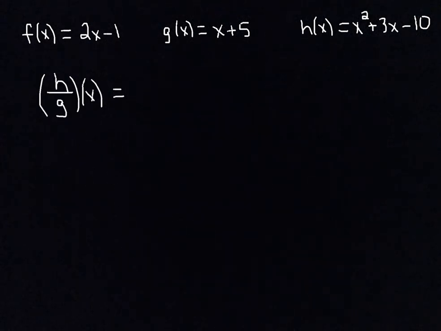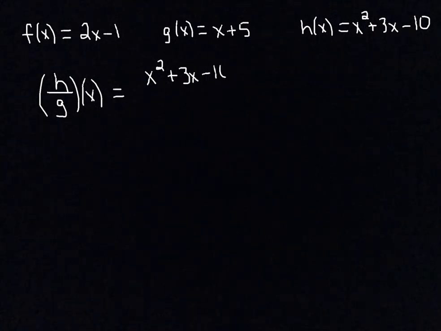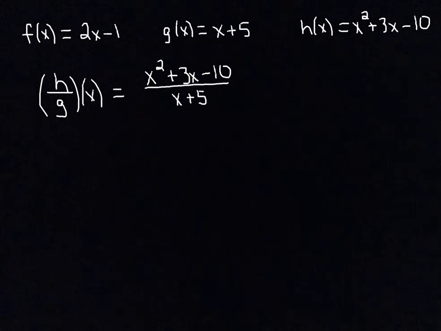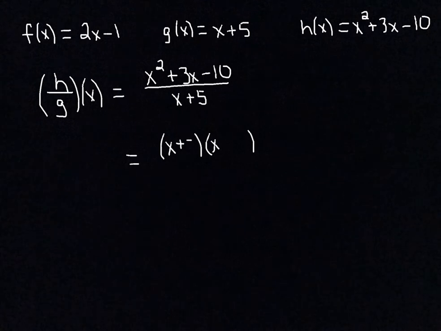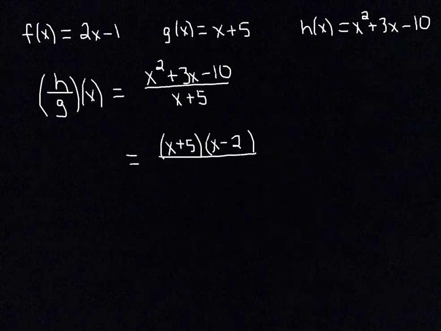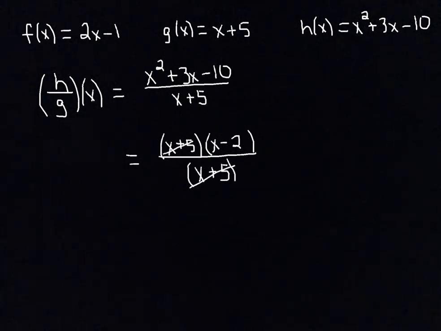Let's look at a division one, h over g of x. So it's h of x, which is x squared plus 3x minus 10, over g of x, x plus 5. Now, you might be thinking that's your answer. However, if you can factor and cancel, you want to try to do so. So this numerator does factor as the product of two binomials, x plus 5 and x minus 2. If I have a plus 5 and a minus 2, that gives me negative 10 and also gives me the 3x. Now, the reason I do that is because you can see that the x plus 5's cancel, leaving me with x minus 2 as my answer.